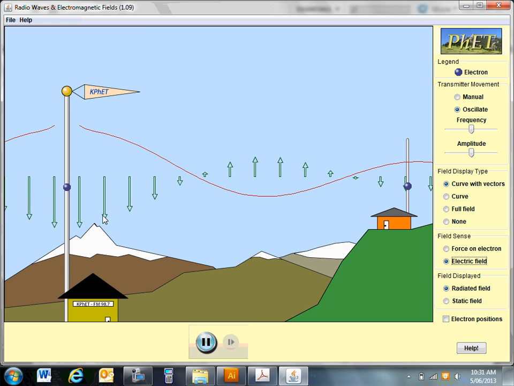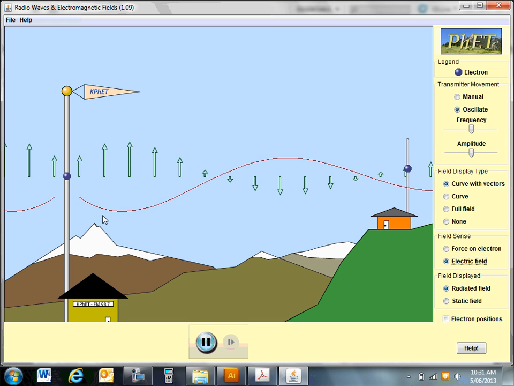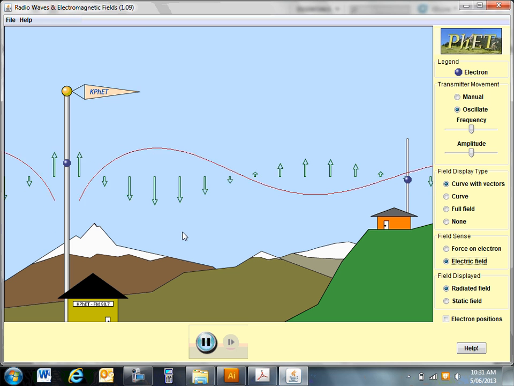The red line is the force. The red line is the acceleration. The electric field is the green arrows.